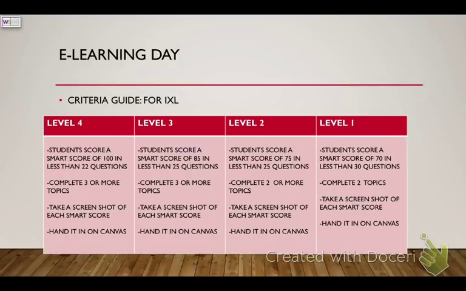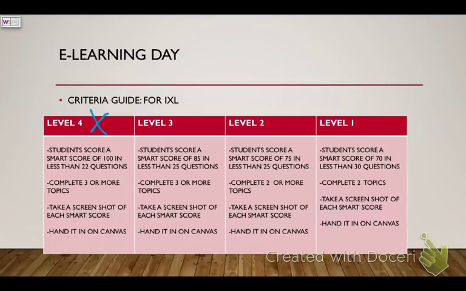All right? Now, in order to get a level 4, like if you want a 4 for doing your e-learning assignment, this is where you start. You need to score a SMART score of 100 in less than 22 questions. 22, I don't think anybody's that fast. You need to complete 3 or more topics. You take a screenshot of each SMART score, and you hand it in on Canvas. All right? And I would advise you to hand all your screenshots in at one time on Canvas rather than multiple times.